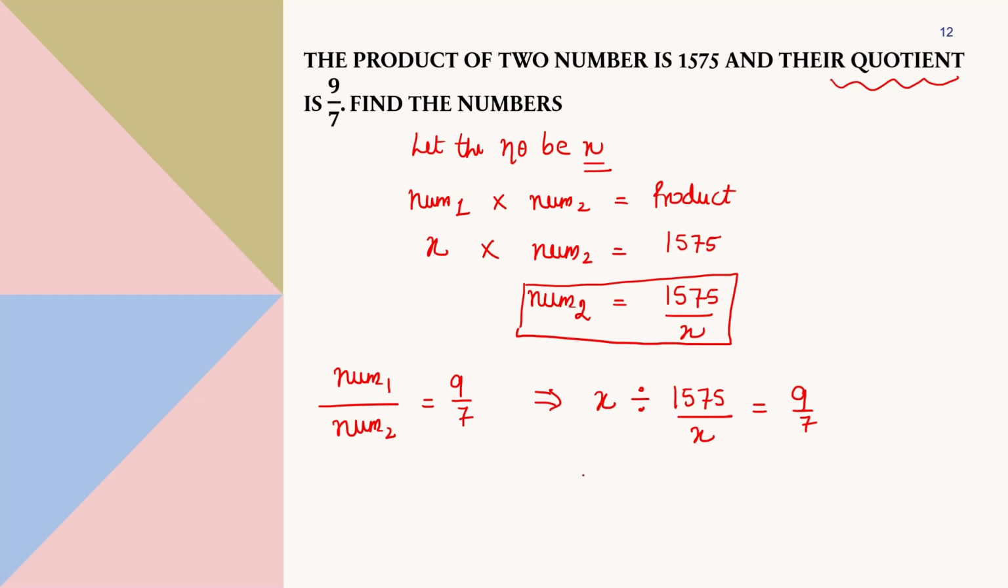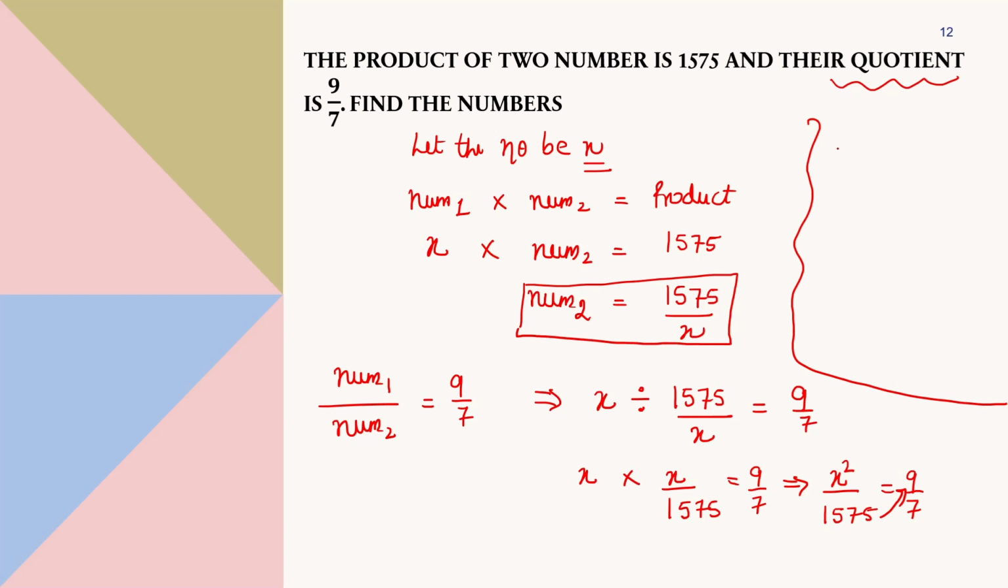Now change this division into multiplication. Reciprocal will take place. x upon 1575 times x is equal to 9 by 7, which is further x square upon 1575 is equal to 9 by 7. Now send this 1575 to the other side.